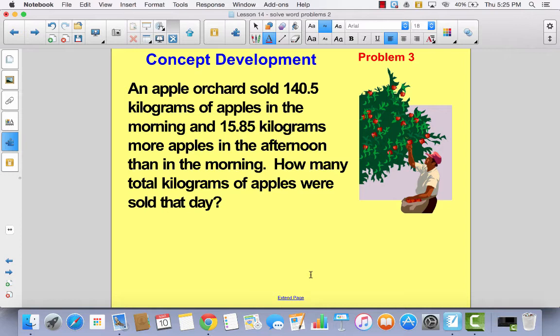So let's think about this for just a minute. I'm hearing some comparison words. Are you hearing those comparison words? If you didn't hear them, go back and reread and see if you can find some words that are showing that we are comparing. Well, I'm seeing this word, more. When I say I have more, you have more, there are more, I'm comparing. So I'm comparing the morning apples to the afternoon apples.